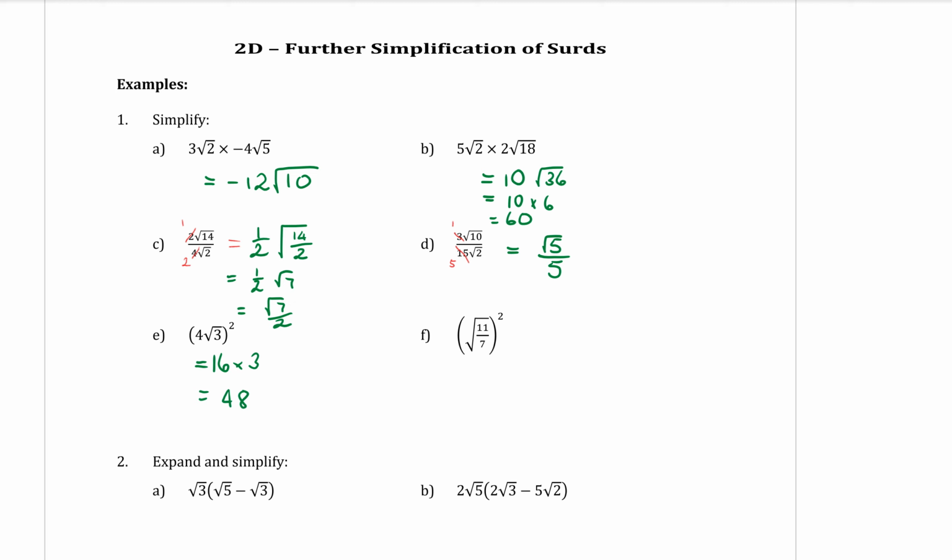Part F is doing the same thing. It might actually be even easier because I have one big square root sign and a squared outside. So they're going to undo each other. They're going to cancel each other out. So all that's going to be left is the 11 on the top and the 7 on the bottom.